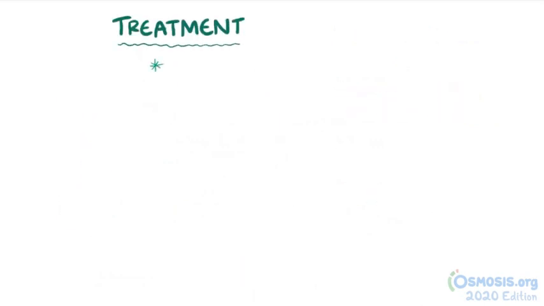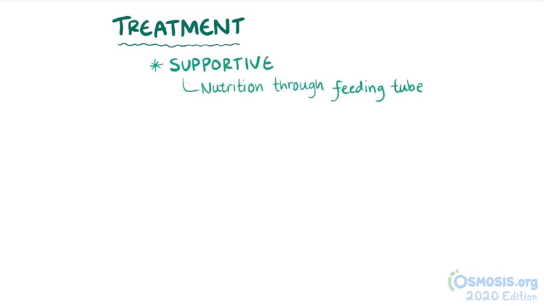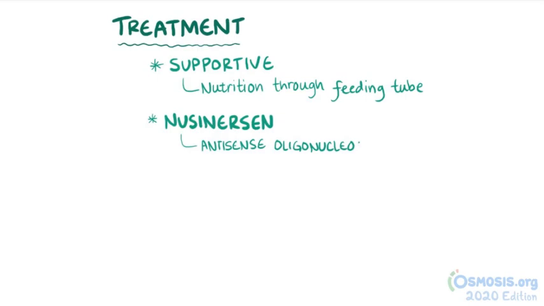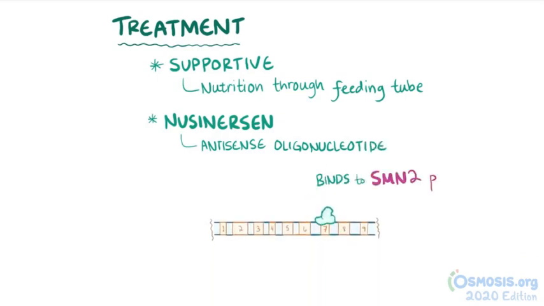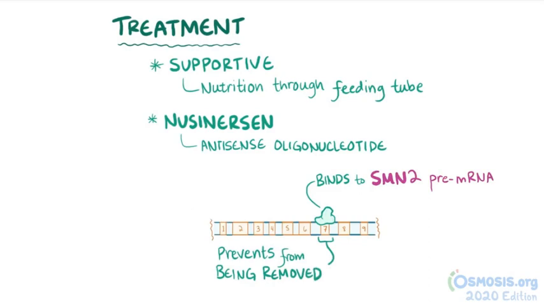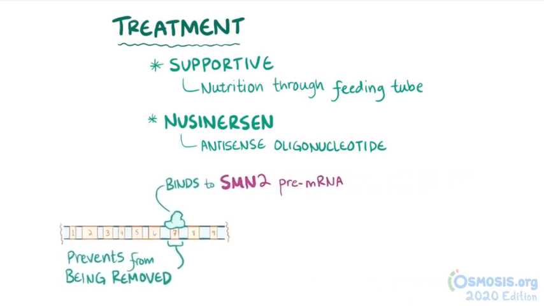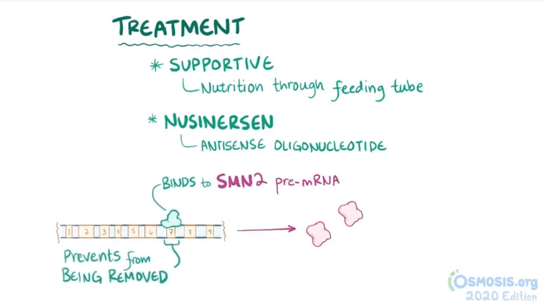Treatment for SMA has historically been supportive, like giving infants nutrition through a feeding tube, as well as respiratory support to help with muscle stiffness and strengthen respiratory muscles. A relatively new therapy for SMA is called nusinersen. Nusinersen is an antisense oligonucleotide that binds to the SMN2 pre-mRNA and prevents exon 7 from being removed, which allows the SMN2 mRNA to get expressed, ultimately making a more normal amount of SMN protein.